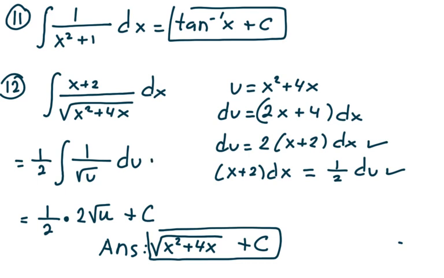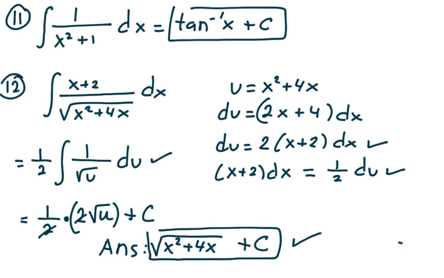And so on this line, we get 1/2 the integral of 1 over the square root of u du. And so this is 1/2 times 2 square root of u plus c. The 2's cancel, and I'm going to replace u with x squared plus 4x, so I can say that this is equal to the square root of x squared plus 4x plus c. And that's how we do number 12.